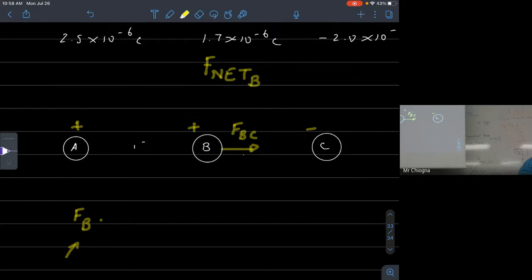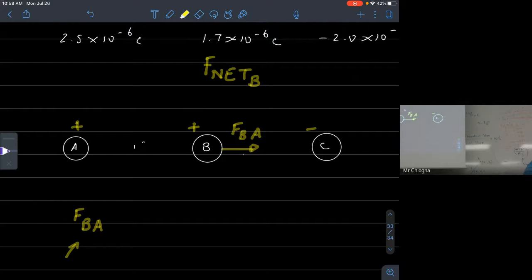Whatever comes after in the subscript, this should be A, not C. Sorry, I was looking at the wrong direction. This should be A. Whatever comes after the B is what's doing the acting. A is pushing B. The A comes last. Whatever is being pushed comes first. So B comes first. It's being pushed by what? A. And that's the first force.